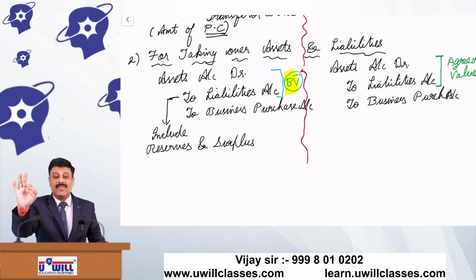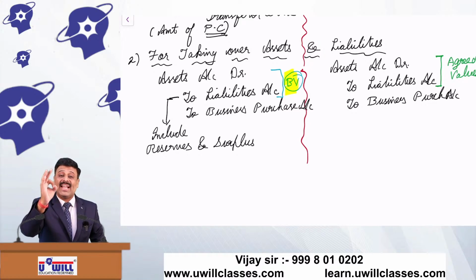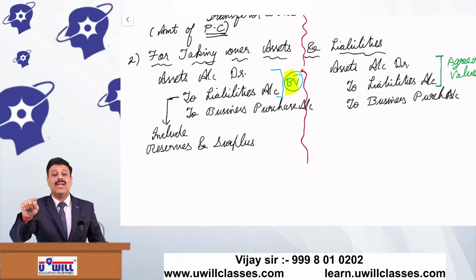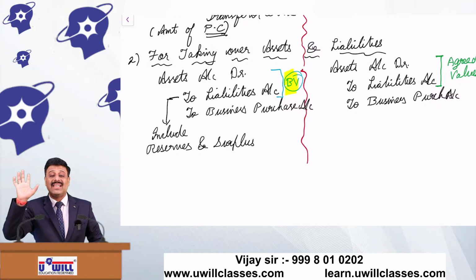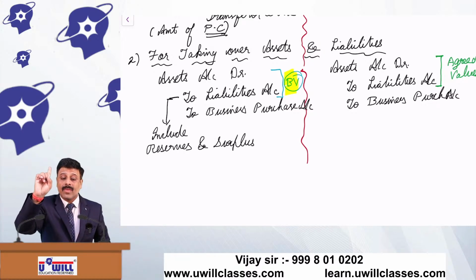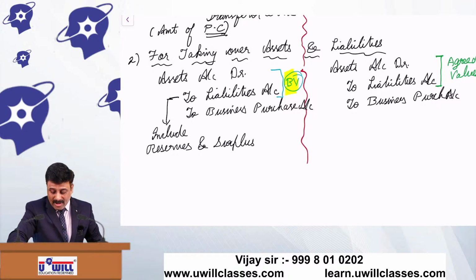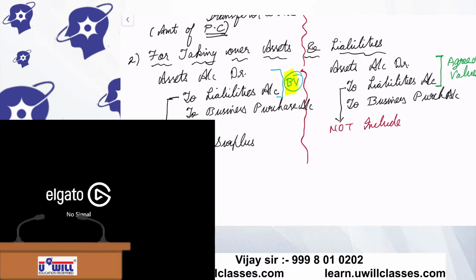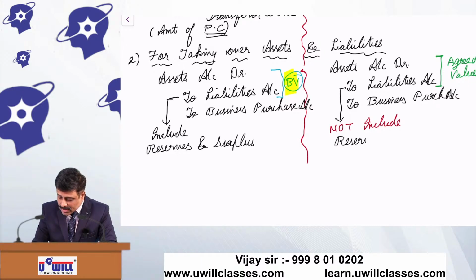So in that liabilities, we will include general reserve also, security premium account also, profit and loss account also, and capital reserve account also. So liabilities in this credit entry will be including reserves and surplus in the books of transferee company if it is pooling of interest method. However, if it is purchase method, then it will not include those reserves and surplus. So this is an important difference.